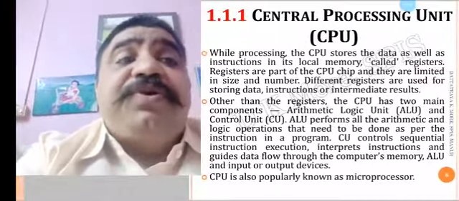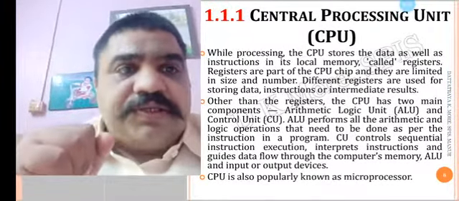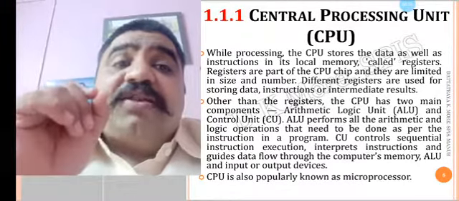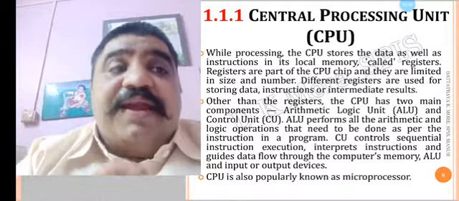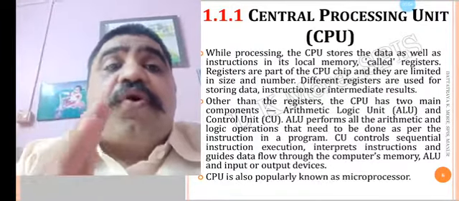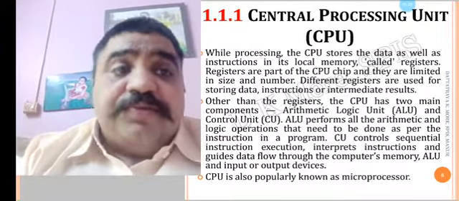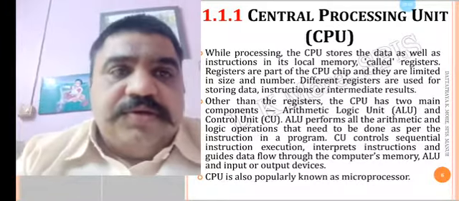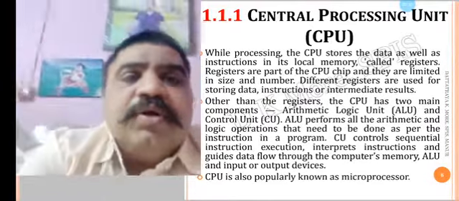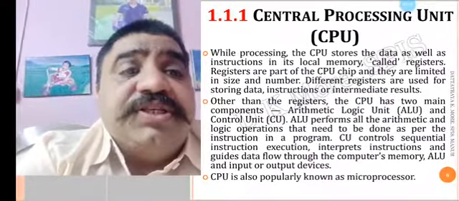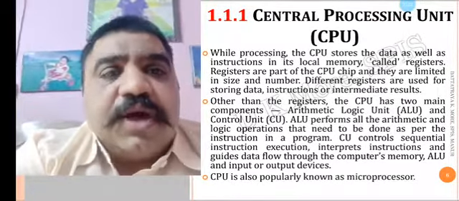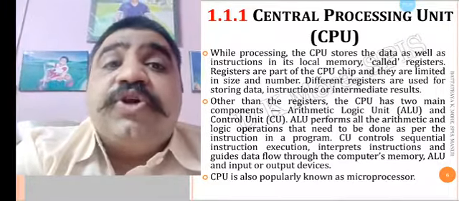While processing, the CPU stores the data as well as instructions in its local memory, that is called registers. Registers are part of a CPU chip and they are limited in size and number. Different registers are used for storing data, instructions or intermediate results. Data, instructions or results, these are the forms of input. Other than the registers, the CPU has two main components, ALU and CU. ALU means arithmetic logic unit and CU means control unit.